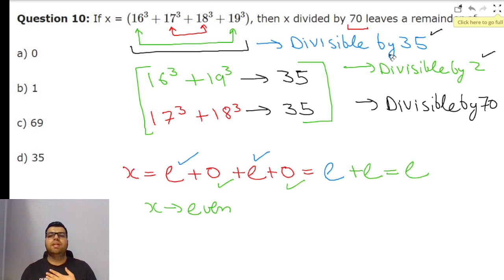So remainder with 70 is 0. So the answer is 0. Very nice question, students. First we use the fact that a raised to power n plus b raised to power n is divisible by a plus b. So we got that the whole number is divisible by 35, and then I use the fact that x is actually even.